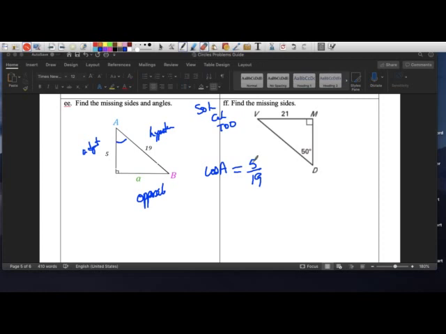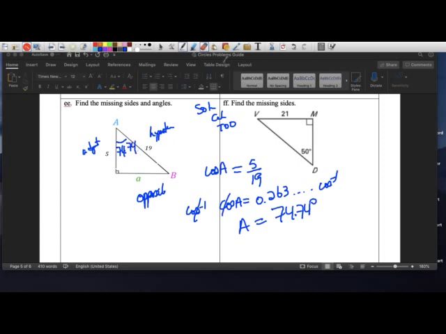So it's 5 divided by 19, and then cos of A, which is 0.263, and so on. We take the second function cos⁻¹, and angle A is 74.74 degrees. Now that makes sense.